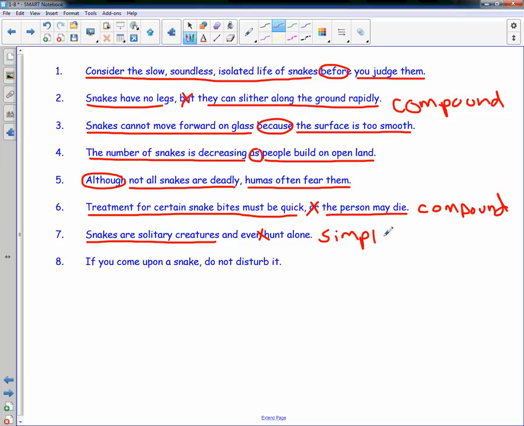Last one. If you come upon a snake, you come upon a snake is a sentence. Do not disturb it is a sentence. If is a subordinating conjunction. So if you come upon a snake, subordinate clause. Do not disturb it, independent clause. Independent stands alone.